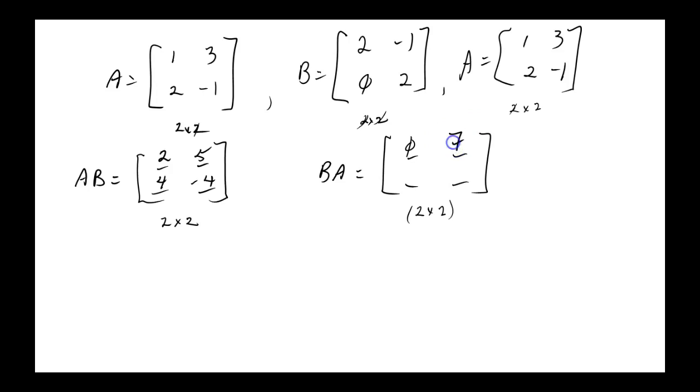7, and the 2, 1 entry would be 4, and the 2, 2 entry would be negative 2. Okay, what do you think about the commutativity of matrix multiplication?